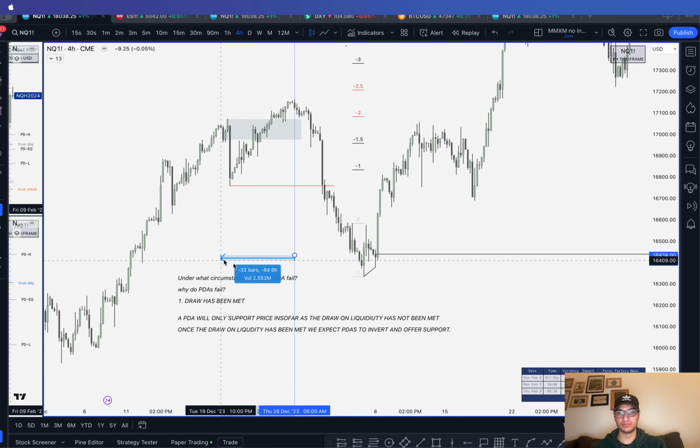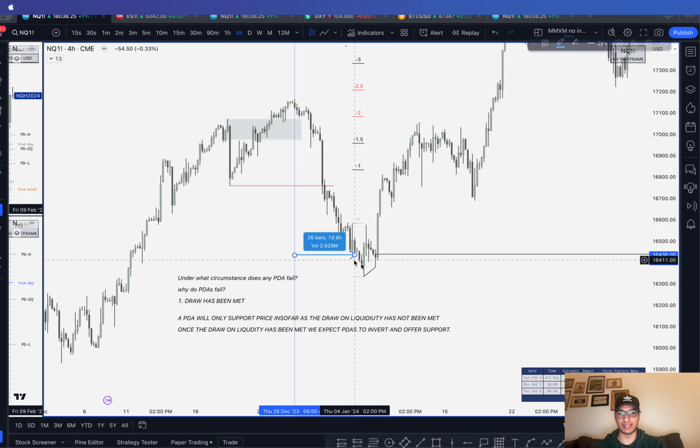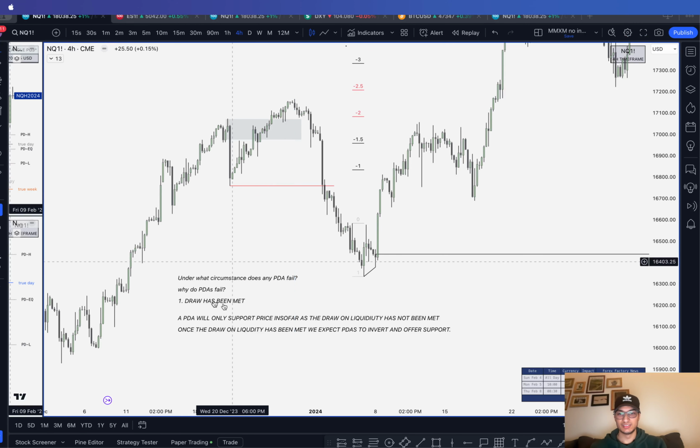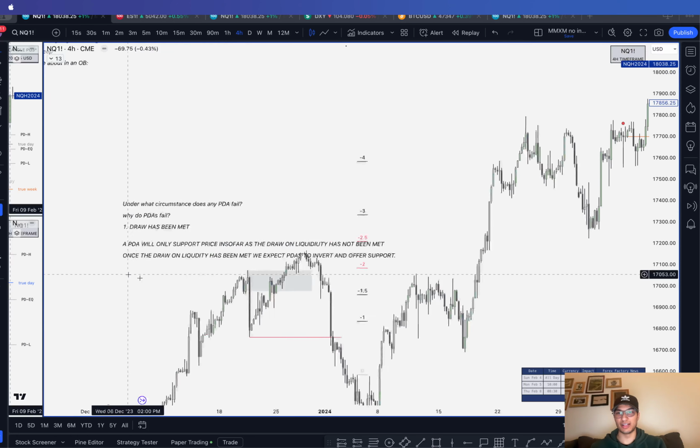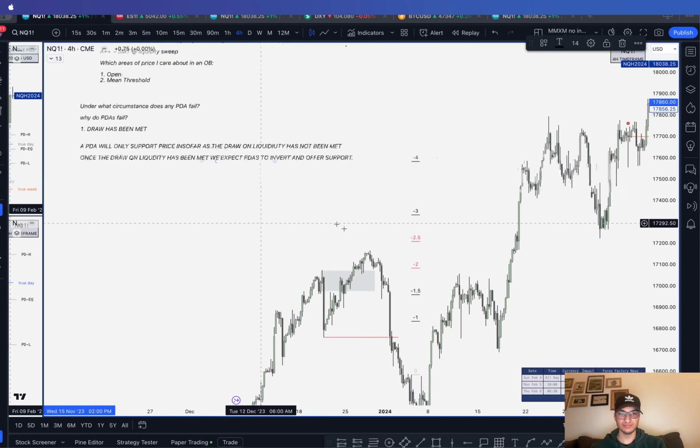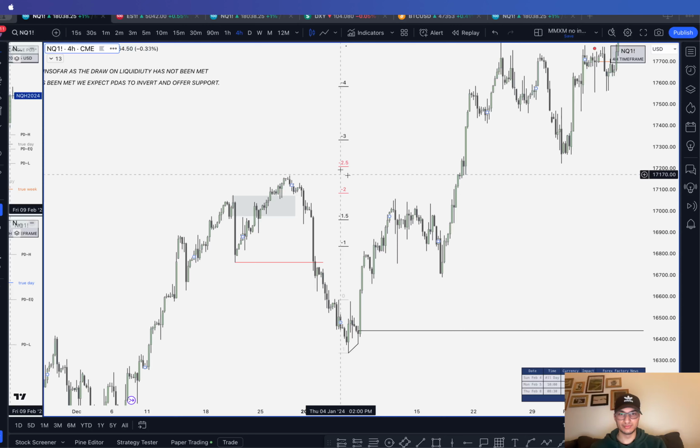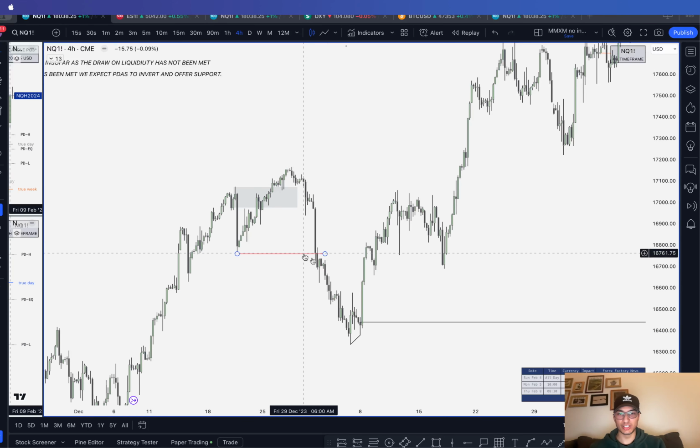20 days forward, 20 days backwards. This is what we're looking at. This SMT gives it away. Okay, so when does a PDA fail, guys? After the DOL has been met. Cool, fantastic. Now let's look at this breaker.